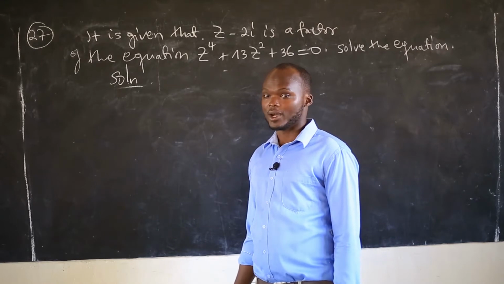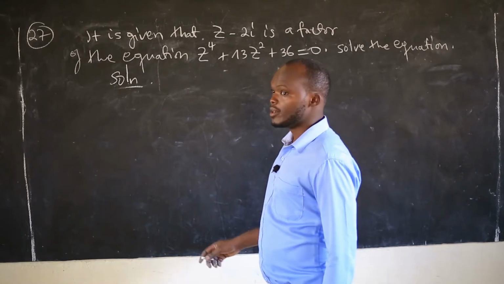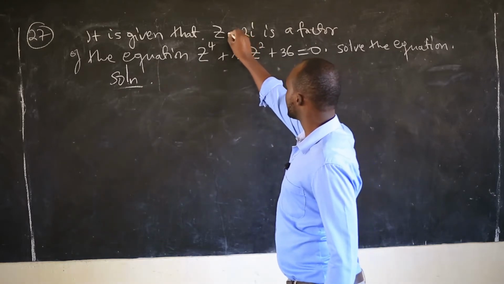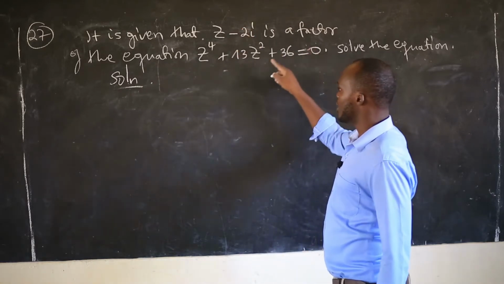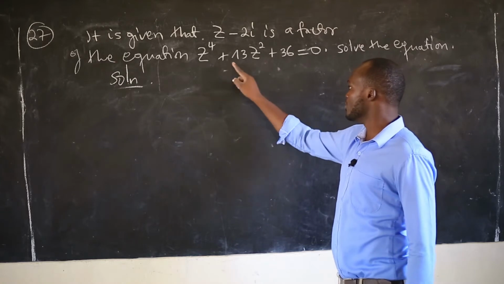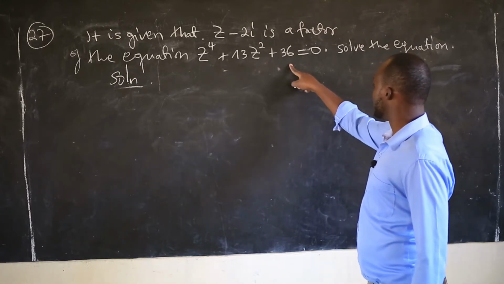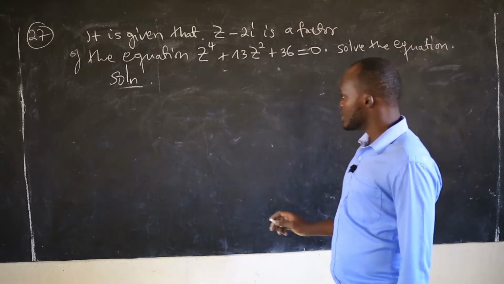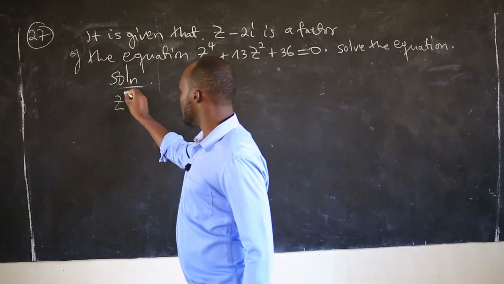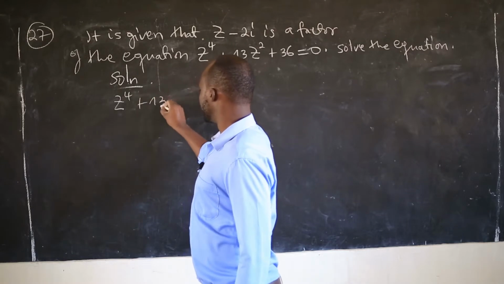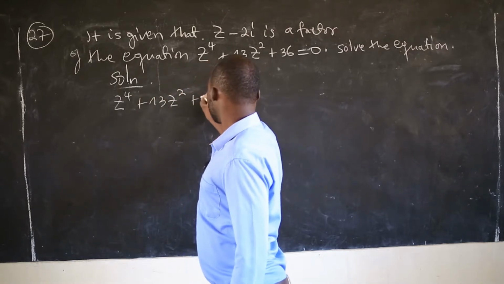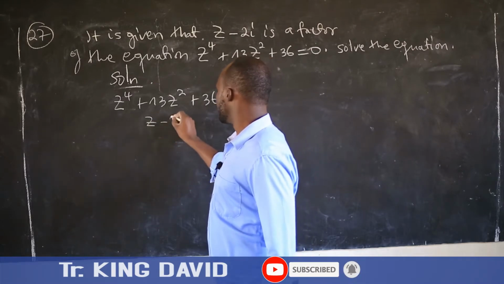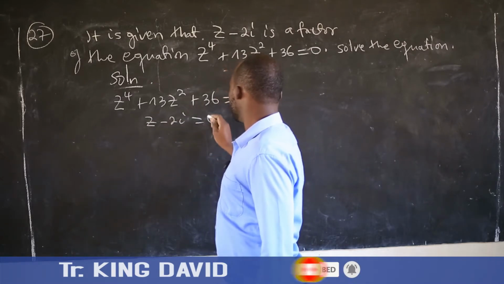Let us proceed. We are on number 27. Number 27 is saying it is given that z minus 2i is a factor of this equation, which is z power 4 plus 13z squared plus 36 equal to 0. Then you have to solve that equation. So our equation is z power 4 plus 13z squared plus 36 equal to 0, where z minus 2i is a factor.